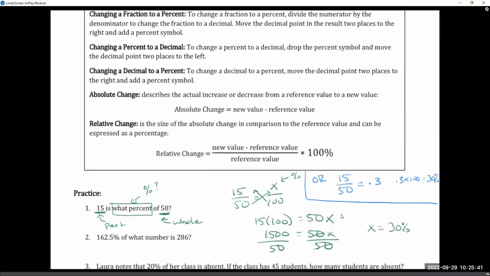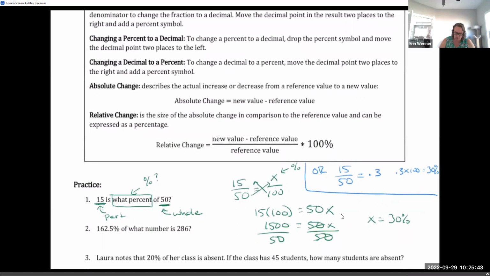Okay. So if I look at number 2, it says 162.5% of what number is 286. So our percent always goes over 100.